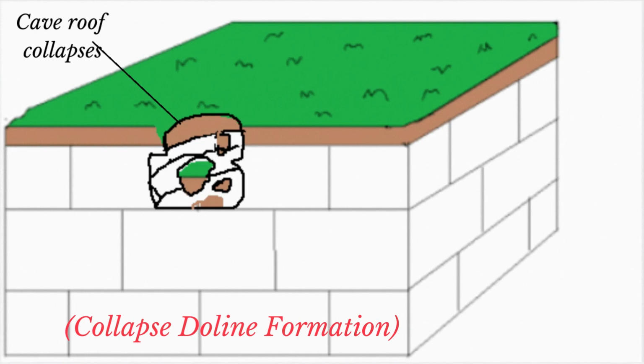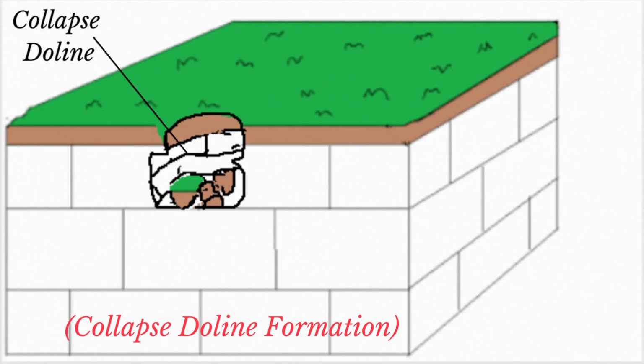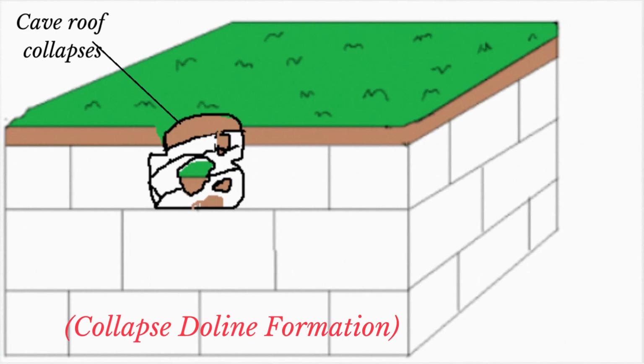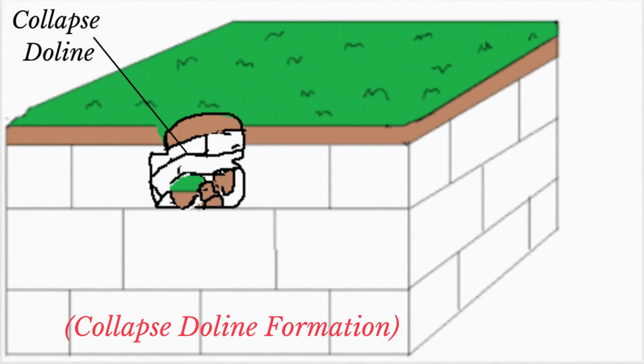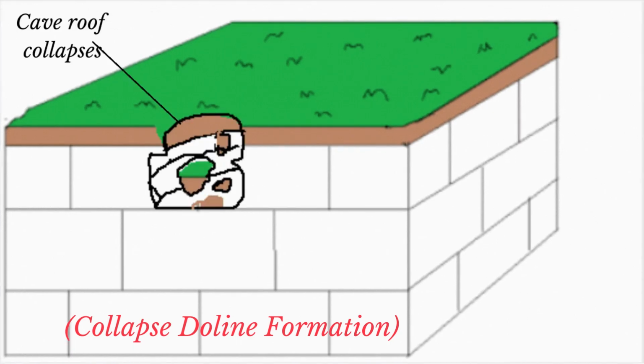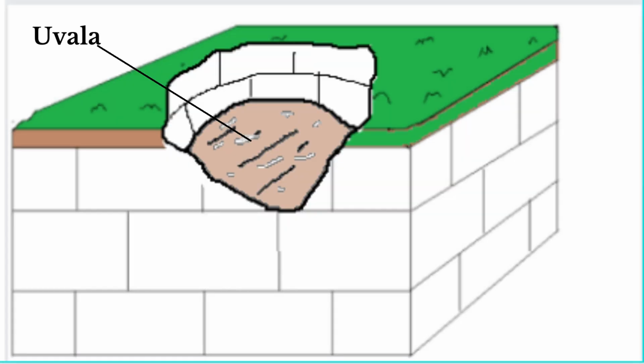A collapsed doline forms when the roof of caves close to the surface collapse. Several dolines may merge to form a larger depression known as a uvala. Some of these uvalas are kilometers across.